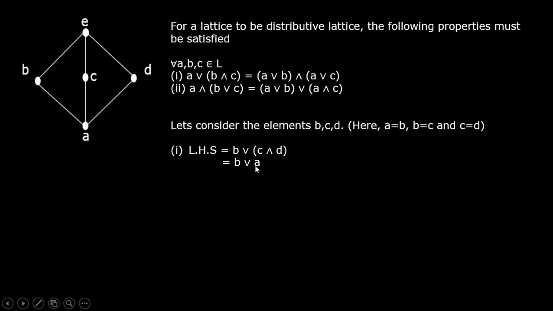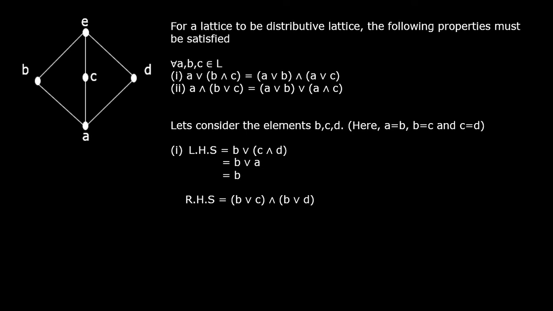Now what does B or A mean? B or A means the lowest upper bound of B comma A. So what is the lowest upper bound of B comma A? Obviously they both first meet at B. If I trace upwards I can clearly see both B and A are first meeting at this particular point. So the least upper bound of B comma A is B. So that means LHS is equal to B.